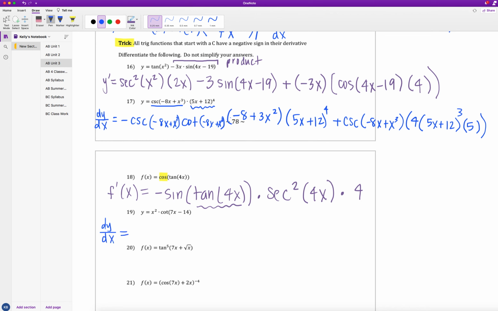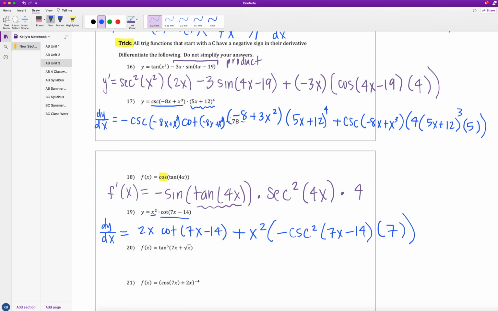I'm going to call it dy over dx, or I could call it y prime. I have a product of two functions here. So the derivative of the first function is going to be 2x. Keep the second function the same. So that cotangent of 7x minus 14. Plus, keep my first function the same, so the x squared stays the same. Times, now the derivative of cotangent will involve a chain rule here. Derivative of cotangent is negative cosecant squared. Keep the inside the same. Times the derivative of that inside will be that power rule, which will just be 7.